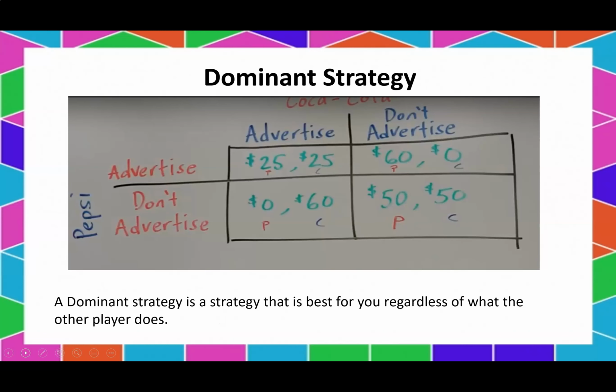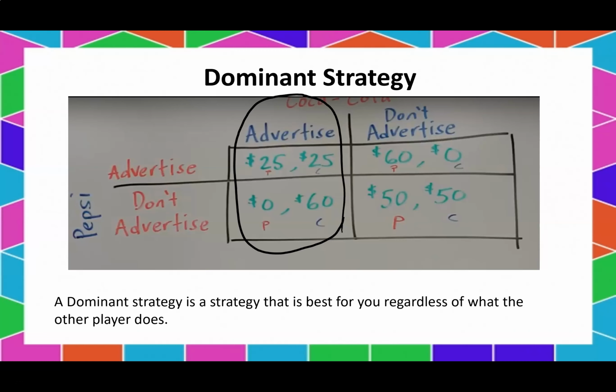So let's talk about how to find a dominant strategy. A dominant strategy is a strategy that is best for you regardless of what the other player does. Okay, so let's find the dominant strategy of Pepsi. So what we need to do is look at the two situations. And those two situations are what Coke does. So in order to figure out what the dominant strategy is for Pepsi, we have to assume that Coke can do either thing. The first thing that Coke can do is advertise.